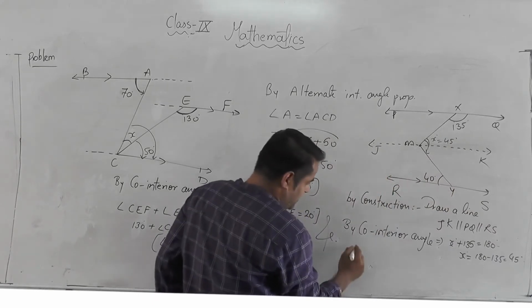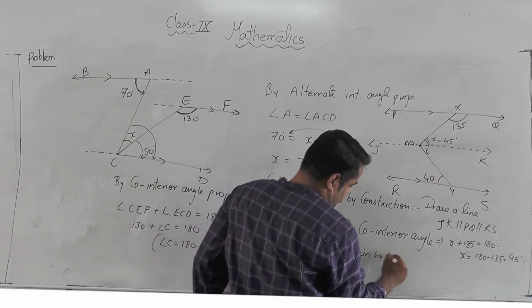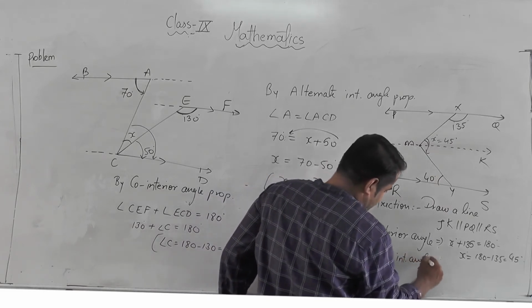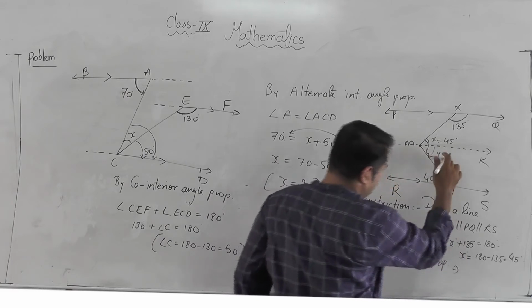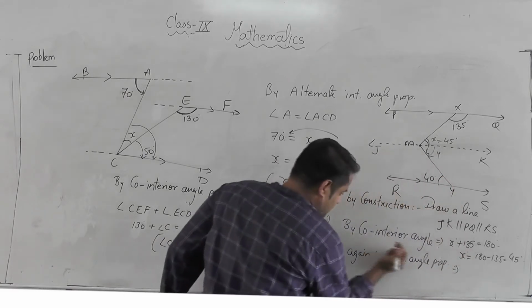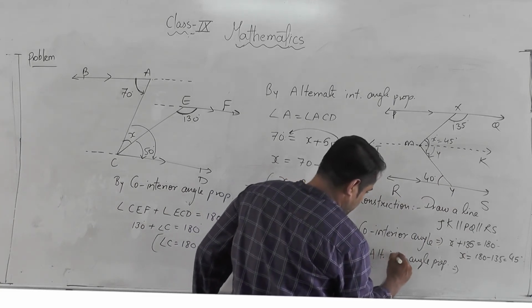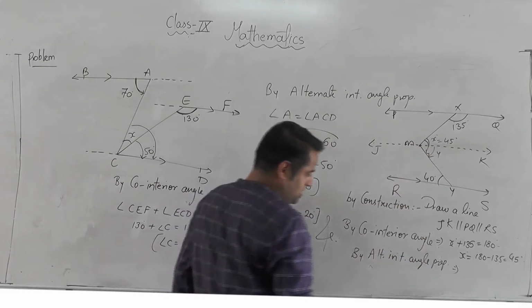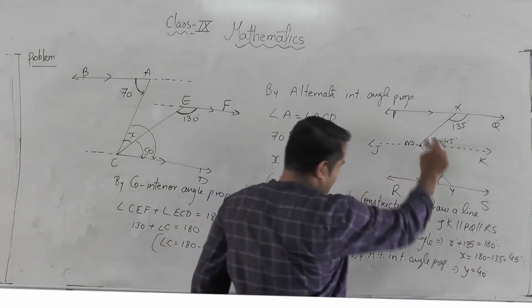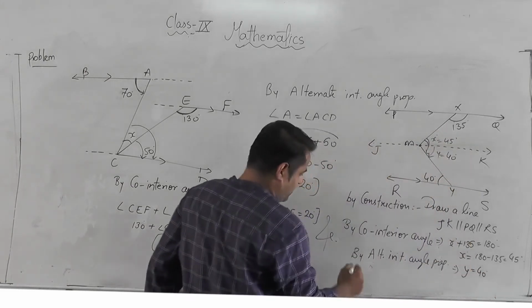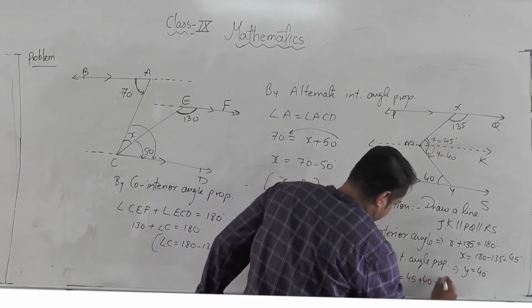At the downside, we are not applying the same property. This small y and 40 are alternate, because it's not co-interior. There is no angle on the same side; this is a cross angle. So by the alternate interior angle property, this small y is equal to 40. Now x plus y together form angle m. So m is equal to x plus y, that is 45 plus 40, which is 85.